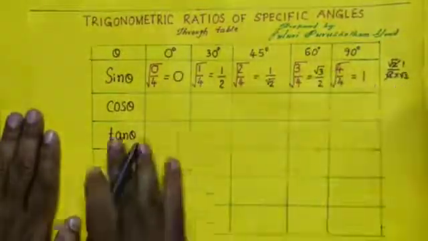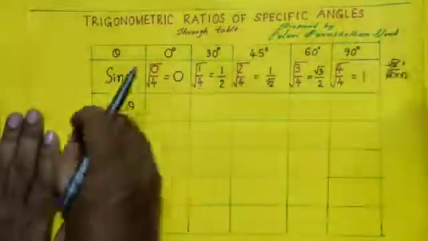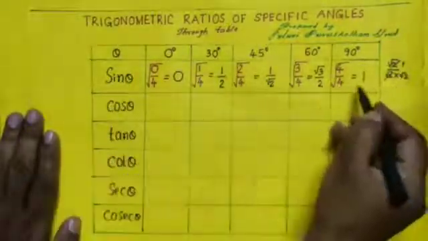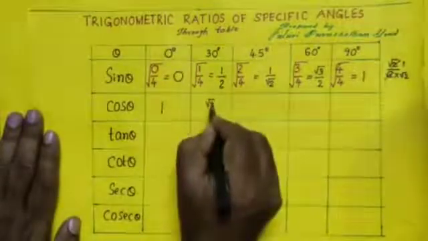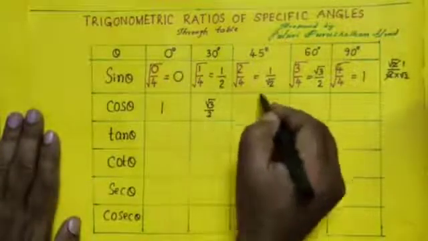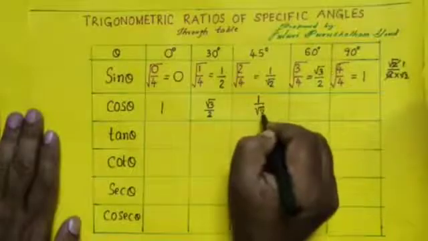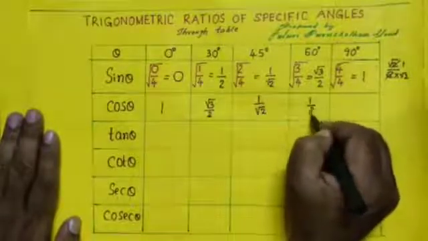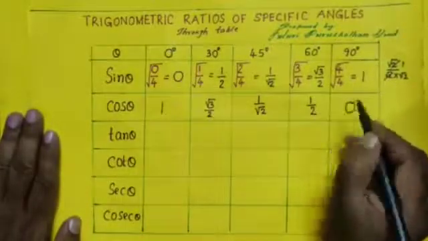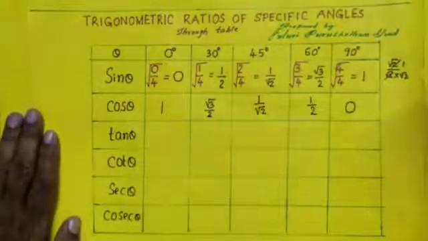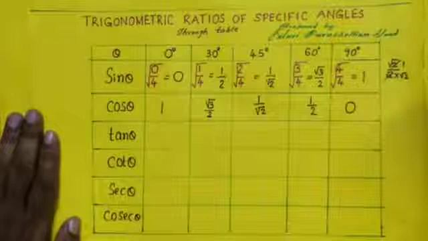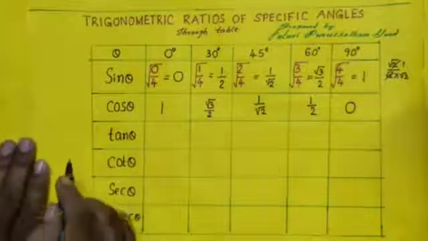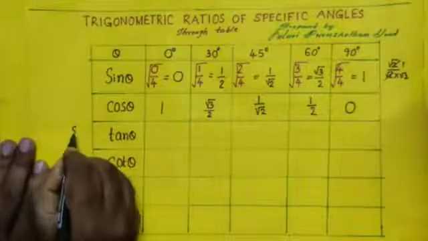Just to remember the sin values: 0, 1 by 2, 1 by root 2, root 3 by 2, 1. For cos theta values, you just have to write in reverse order. That 1 you write here. This root 3 by 2 here. This 1 by root 2 as it is. This 1 by 2 here. And 0 is here. You just interchange these numbers, reversing the order, that's all. Is it clear?